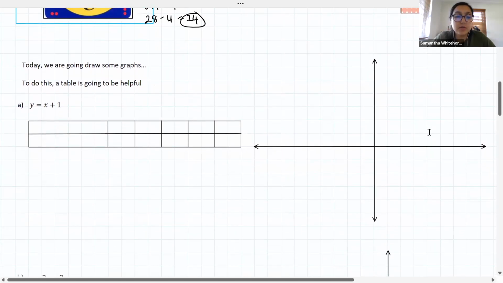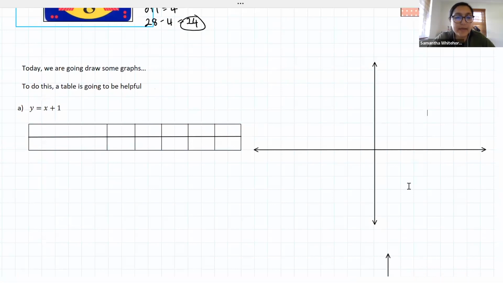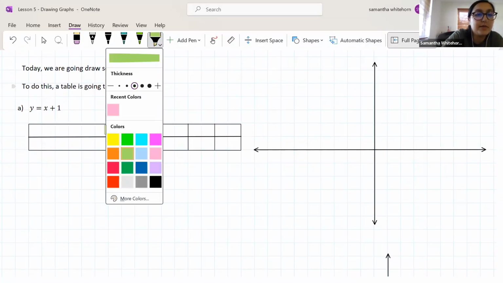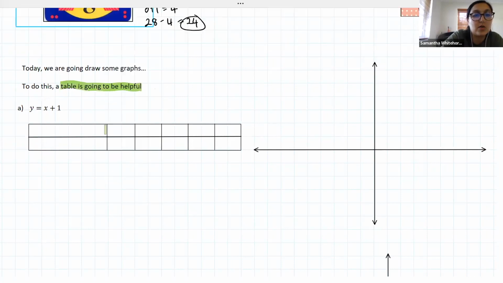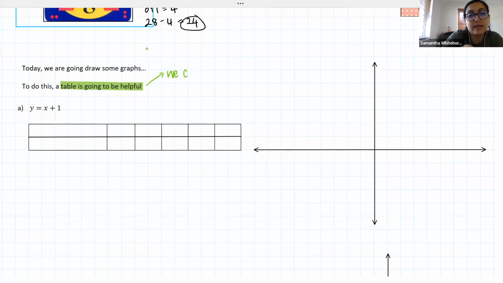Right, now guys, remember I also said to you that if you are going to draw a graph, what's really useful is to have a table, okay? The table allows us, and I've written exactly that on the screen here, the table allows us to get our coordinate pairs, right? This is why it's useful for us to have a table. So we can get our coordinates.